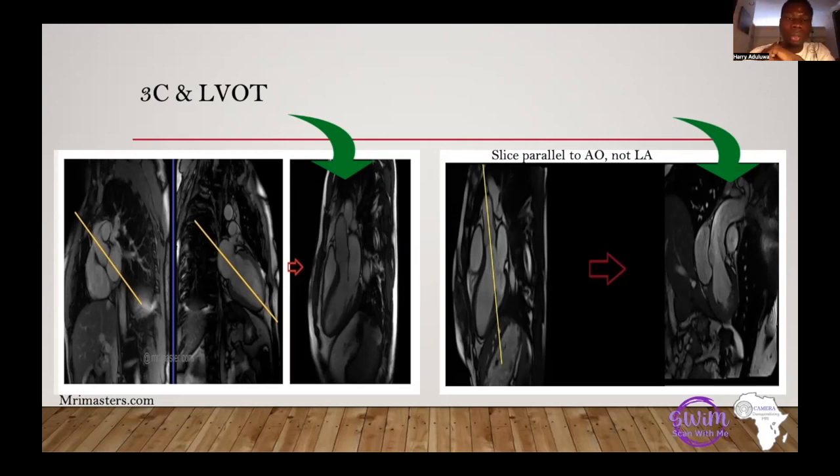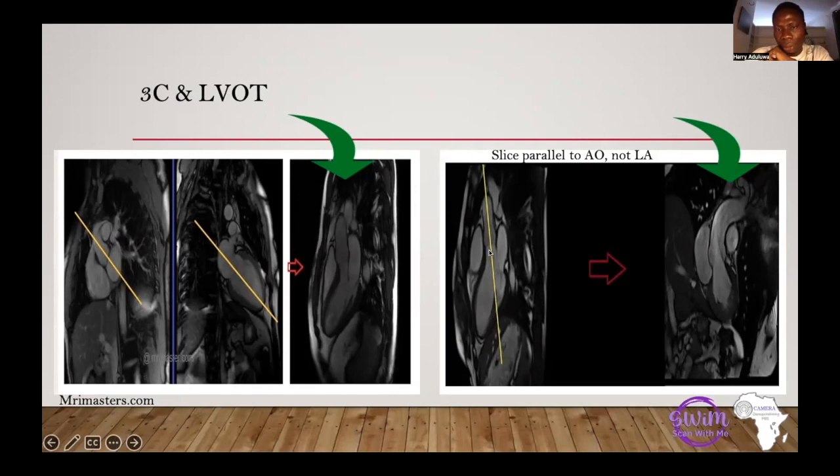You cannot run away from the 3-chamber, which is this. Remember, all you just need to do is to copy and paste, and you get this. And then you also have to think of the LVOT, left ventricular outflow tract. You plan parallel to the aorta. Parallel, not the left atrium. This is the left atrium here. You are not planning this way. You plan parallel to the aorta.